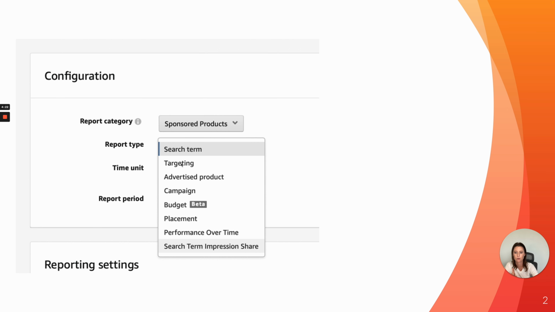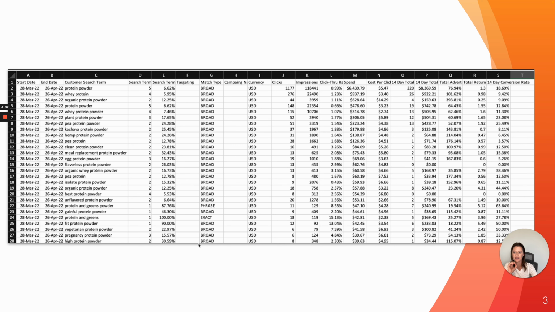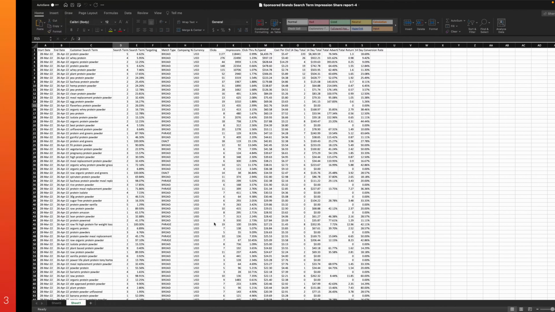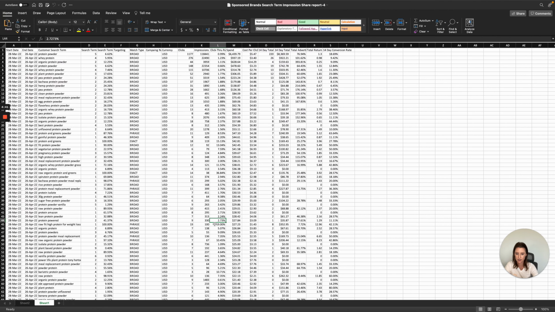You'll see it under your reporting, search term impression share. I typically like to look at smaller time frames like the last 30 days, or if I made a strategic change in a few of my campaigns, maybe the last 7 days, last 2 weeks, things like that. I download the reports and I see all of the raw data like you'd see here.